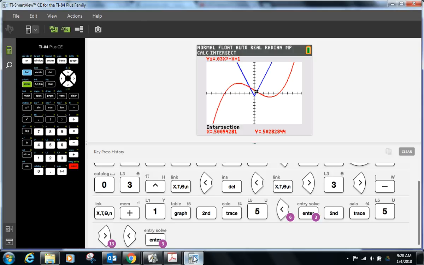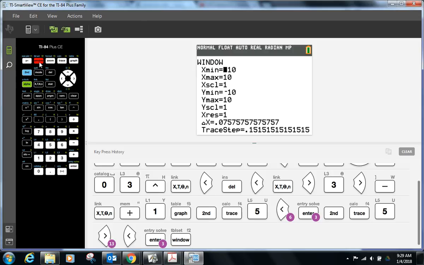There's another point of intersection. You just don't see it. That's why I don't know. I don't have anything else for you there. There is another point of intersection way up there. So I do need to change my window right now.